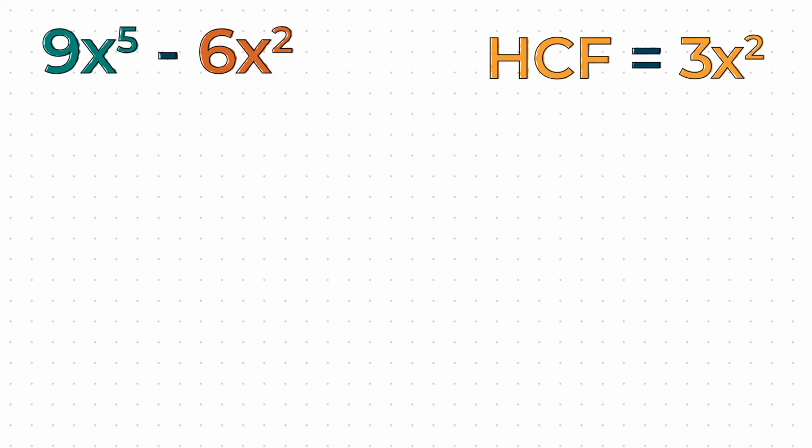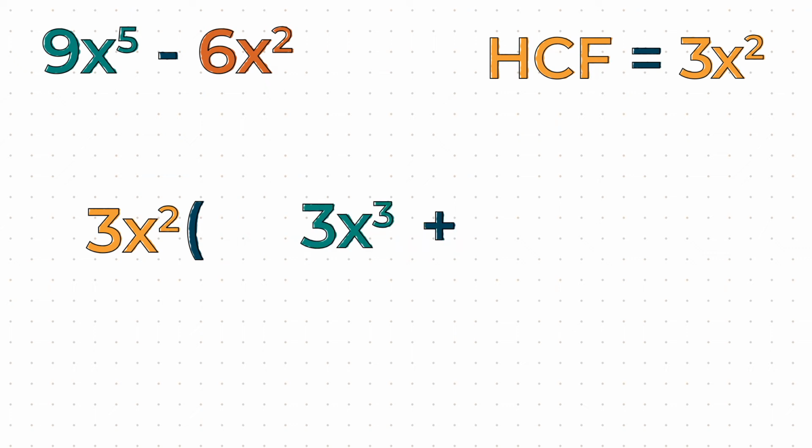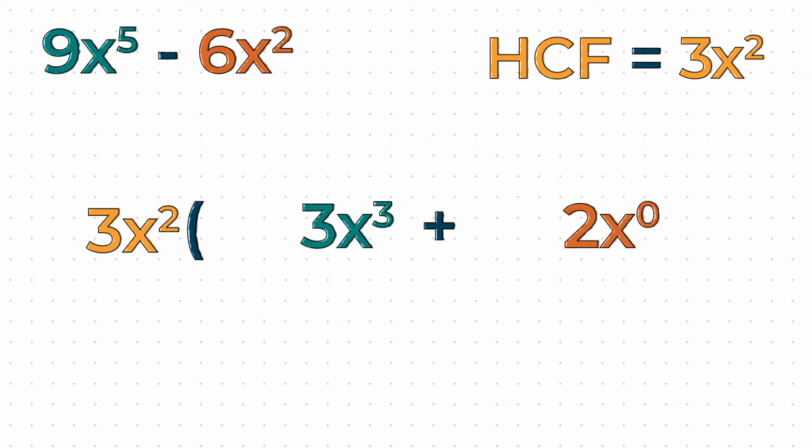So, just as we did before, put 3x to the power of 2, followed by an open bracket. Then we put the figure that when multiplied by our HCF will give us the original terms in our expression. We do this by dividing the original term by the HCF just as we did before. So let's start with the first one. That would be 9x to the power of 5 divided by 3x to the power of 2, which is 3x to the power of 3. Then 6x to the power of 2 divided by 3x to the power of 2 is equal to 2x to the power of 0. Anything to the power of 0 is equal to 1. So that leaves us with 2 times 1, which is 2.